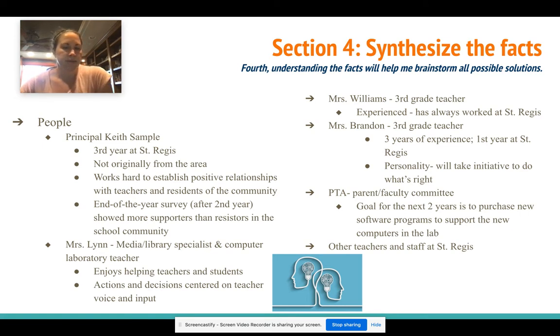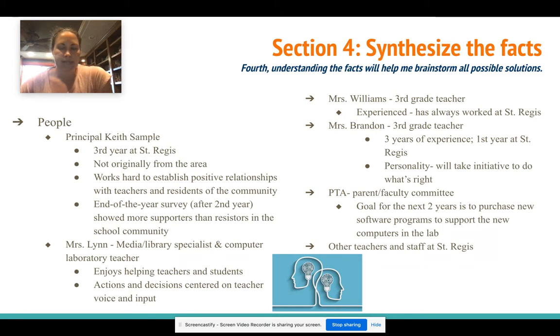Mrs. Lynn is a media library specialist and computer lab teacher. She enjoys helping teachers and students. Her actions and decisions are centered on teacher voice and input, which is great. And then we have Mrs. Williams, a third grade teacher. She's an experienced teacher and she's been at St. Regis her whole career. Mrs. Brandon is also a third grade teacher. This is her third year as a teacher, but first year at St. Regis. And her personality is she wants to take initiative to do what's right.